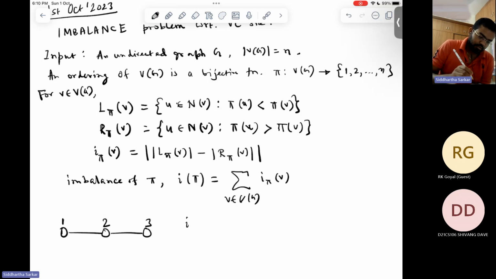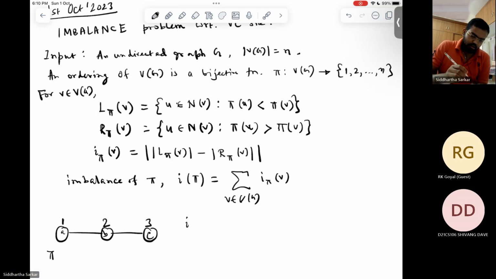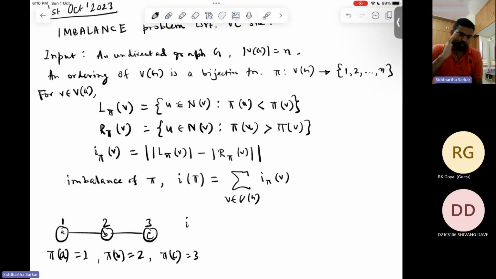So the ordering pi, maybe we can call the vertices A, B, C. So let's name the vertices, otherwise we cannot define the ordering. So this is A, this is B, this is C. So you are assigning numbers 1 to 3 to A, B, and C. So the ordering is: pi of A is 1, pi of B is 2, and pi of C is 3. So this is the bijective function.